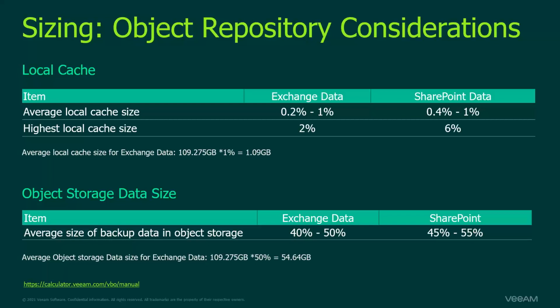That's why a lot of customers are moving more and more into object storage, both in the Veeam Backup for Office 365 solution and in Backup & Replication at the same time. So 110 gigs of data will need 55 gigs of object storage plus 1 gig for cache locally. It's just to reduce the amount of API calls that we're making outside.